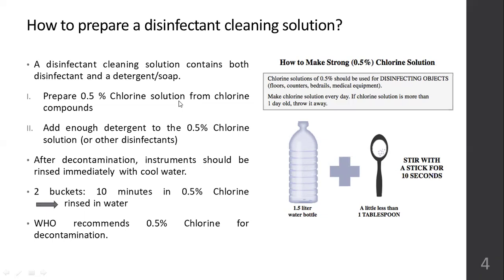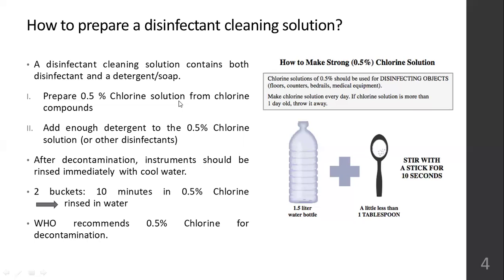Stir it for a few seconds. Your 0.5% chlorine solution is ready. You can make it every day, but you have to use it up within that day. Do not use old 0.5% chlorine solution. It is better to make it on a daily basis. If it is 24 hours old, you have to throw it away.